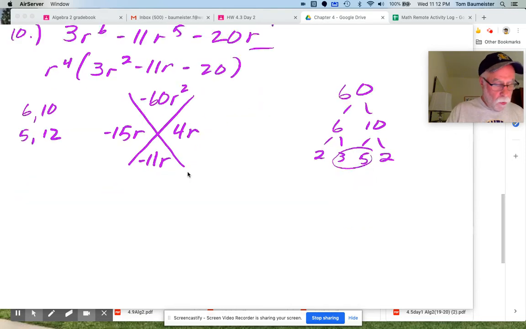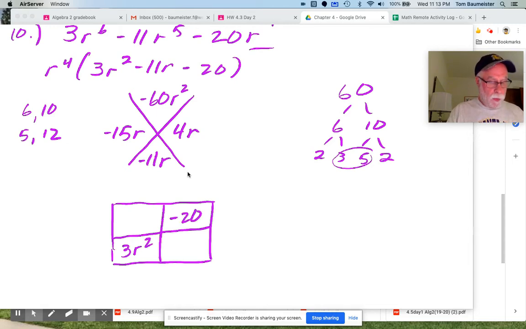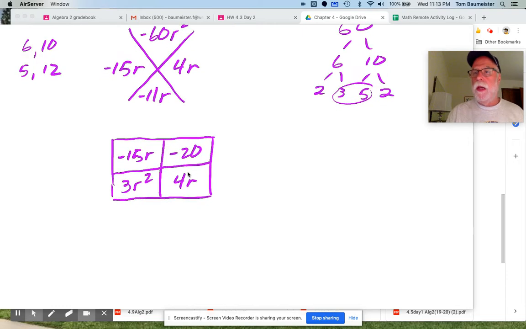After we did that, remember, I told you to make a box. In the box, again, I don't care how you do it, but you want to put your first and your last term. So we started with 3r squared and negative 20 in one diagonal. Then we put our two answers in the next one. So we ended up with negative 15r and 4r.